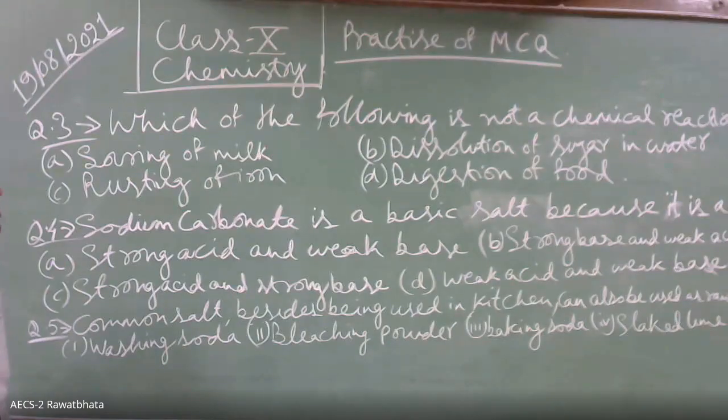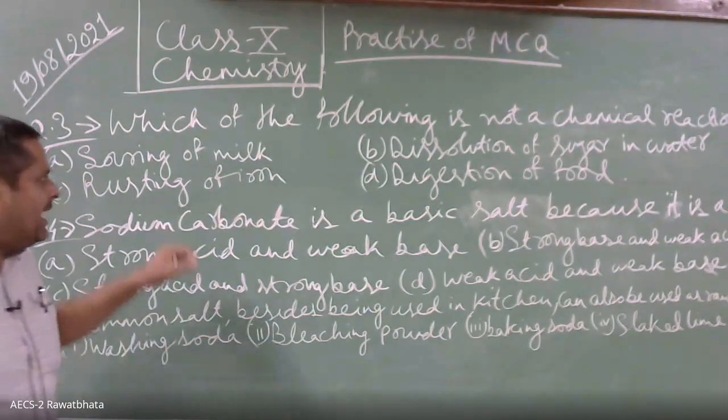Question number 3. Which of the following is not a chemical reaction? A. Souring of milk. B. Dissolution of sugar in water. C. Rusting of iron. D. Digestion of food. So, correct option is B. Dissolution of sugar in water.